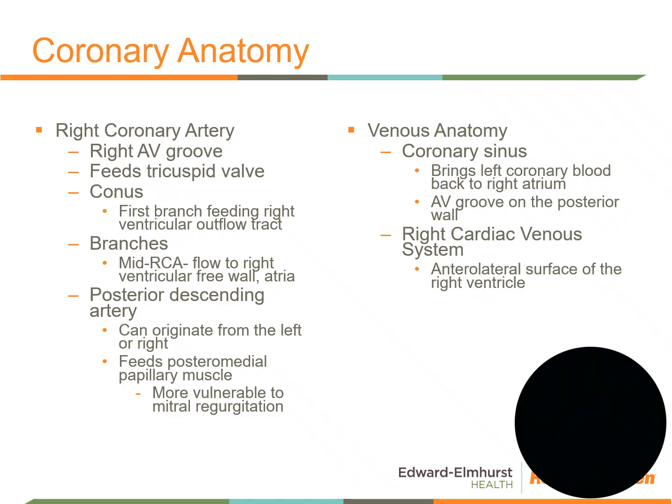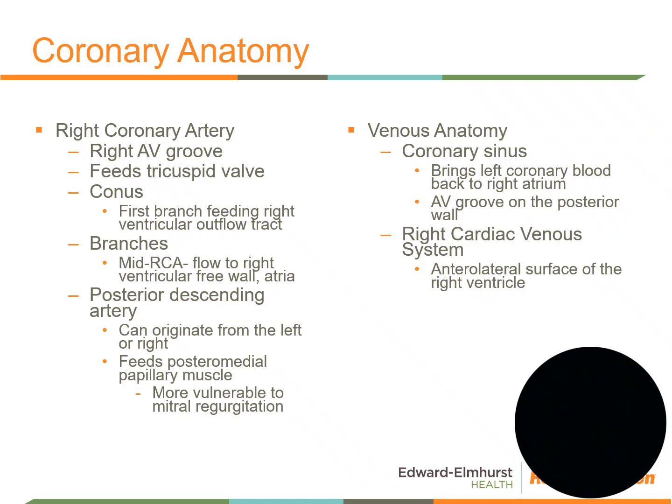Again, we talked about how it can come off of the circumflex as well, but in most people, it comes off of the right coronary artery. It feeds the posterior medial papillary muscle, and it's more vulnerable to mitral regurgitation.